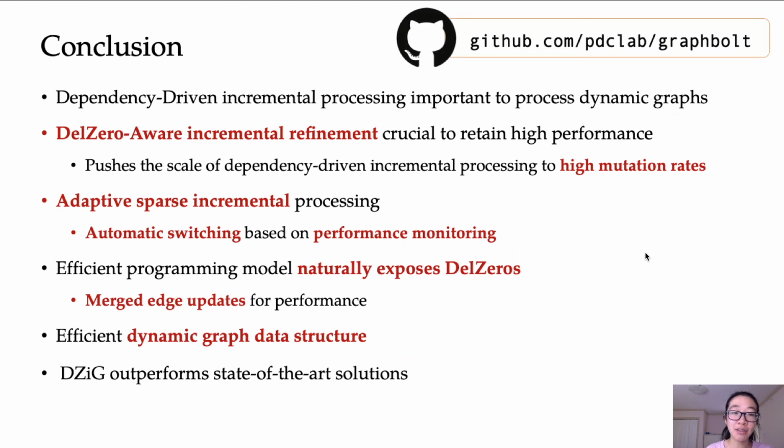DZiG is implemented in GraphBolt as its core engine and is open sourced under the same GitHub repository. We invite you to check it out.